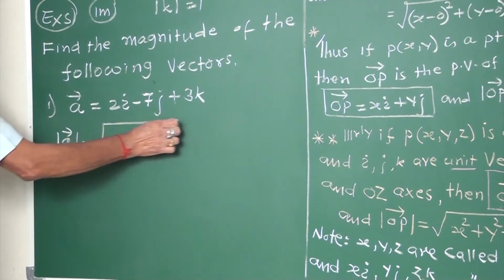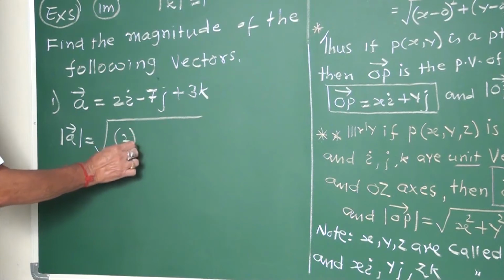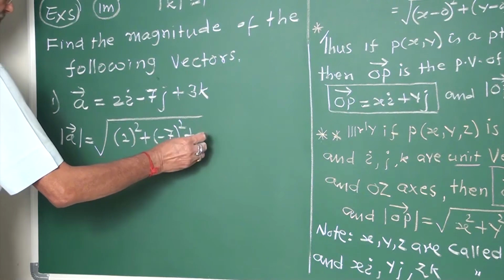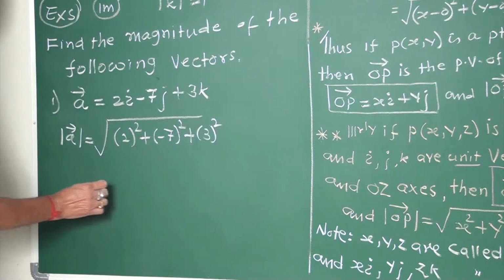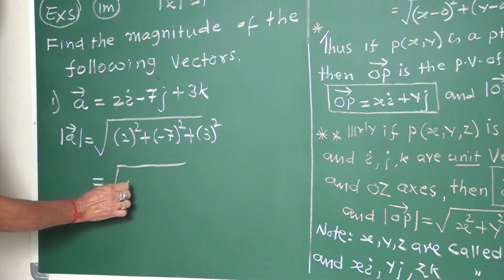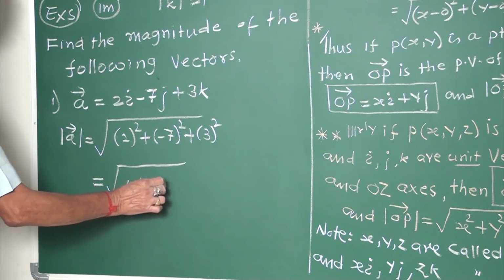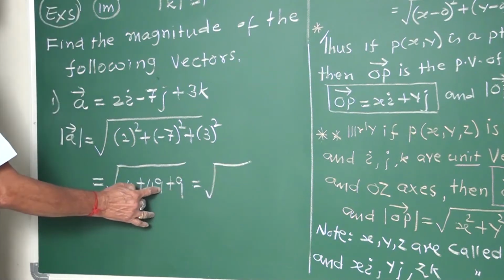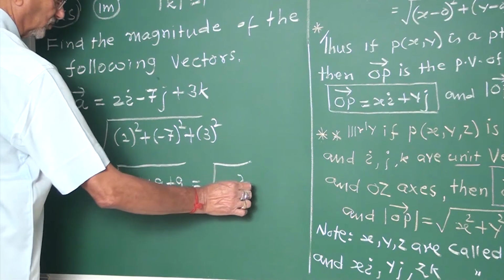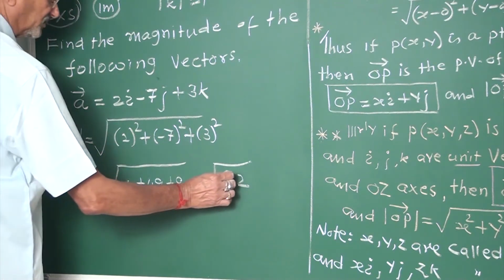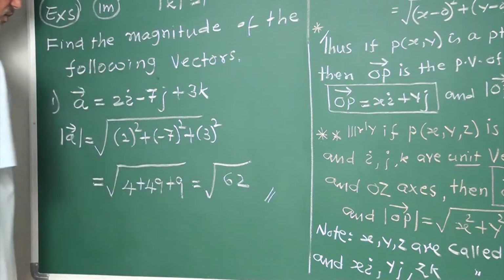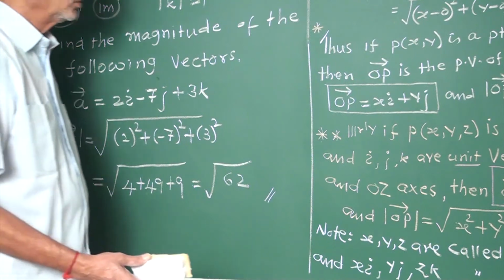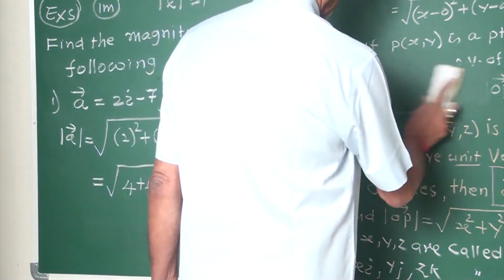So, the magnitude of the vector A is the square root of 2 the whole square plus coefficient minus 7 the whole square plus coefficient 3 the whole square, which equals the square root of 4 plus 49 plus 9. Tell me, my friend, what is this? 4 plus 49 plus 9 is 62. It is square root 62 units, my friends.